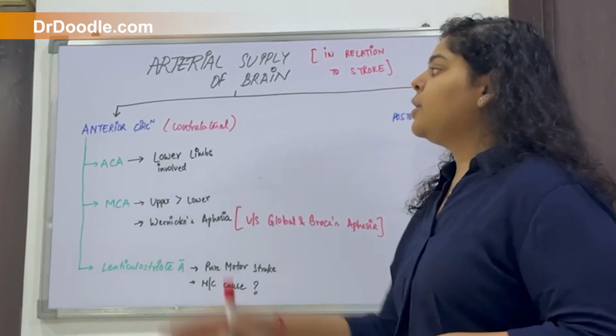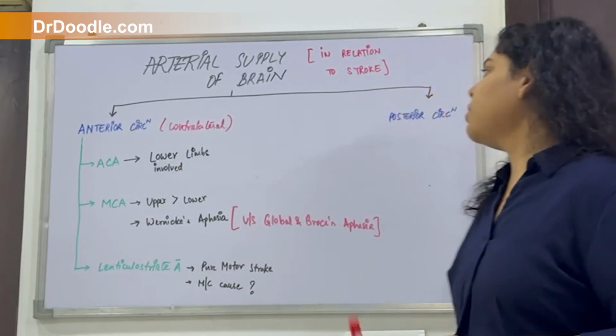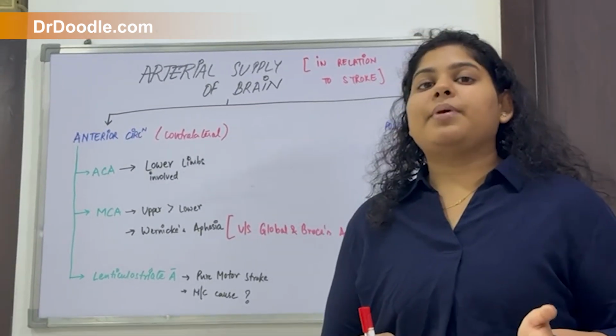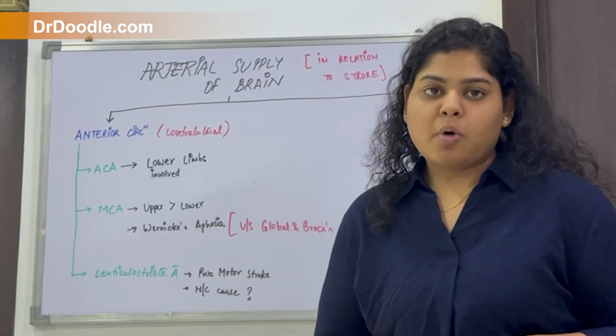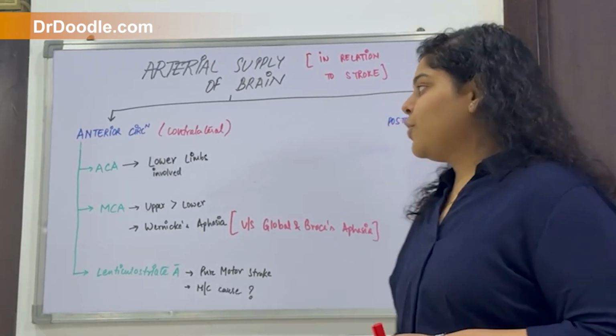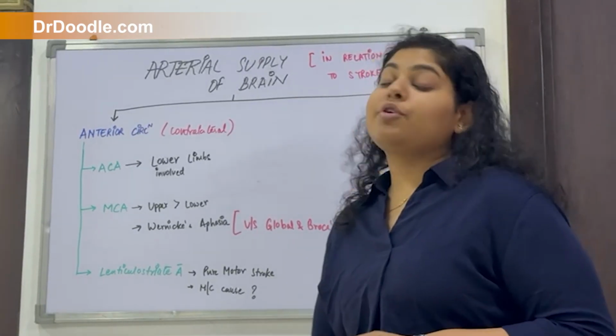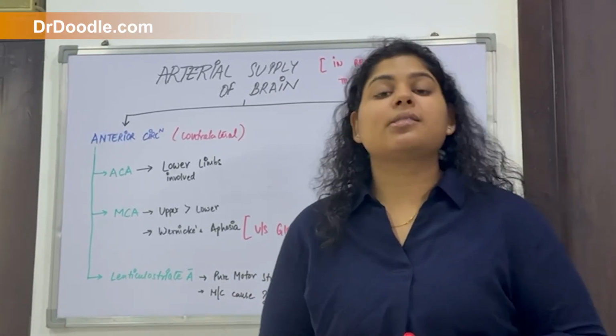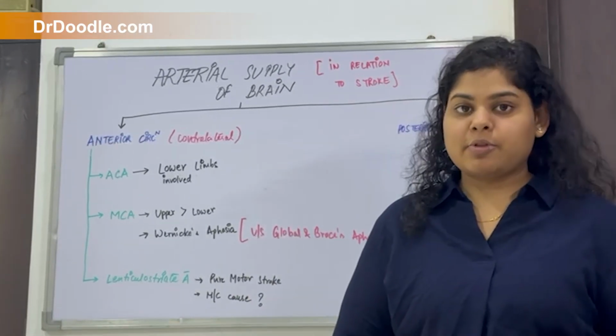In general, the anterior circulation differs from the posterior circulation in the way that the symptoms appear on the contralateral side of the body. What do I mean by the contralateral side? For example, if you have a stroke of the anterior circulation on the right side, the symptoms will appear on the left side of the body.